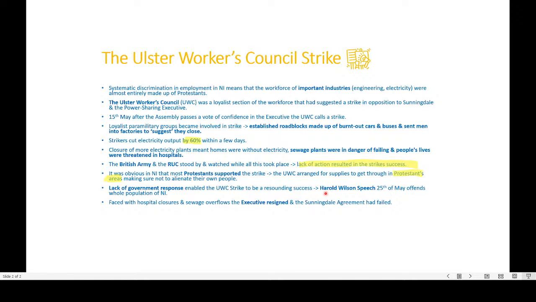And I'm going to get into the failures of the Sunningdale Agreement. I don't want to get into it too much now, but if we look at the failures of that Sunningdale Agreement, it's the lack of representation of all people and identities in Northern Ireland that eventually leads to this downfall. And we're going to see just the lack of, I suppose, political awareness, political understanding of the nuances of Northern Ireland and how Harold Wilson's speech contributed to increasing tensions there. Now, I went off topic there. I apologise. So, faced with hospital closures and sewage overflows, the Northern Ireland Power Sharing Executive resigned, marking the end and the failure of the Sunningdale Agreement.